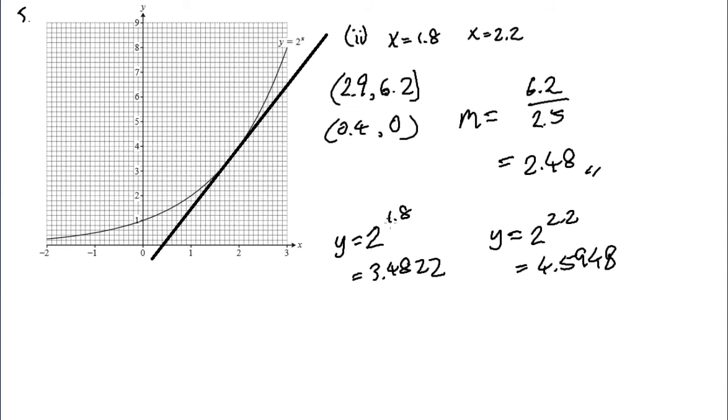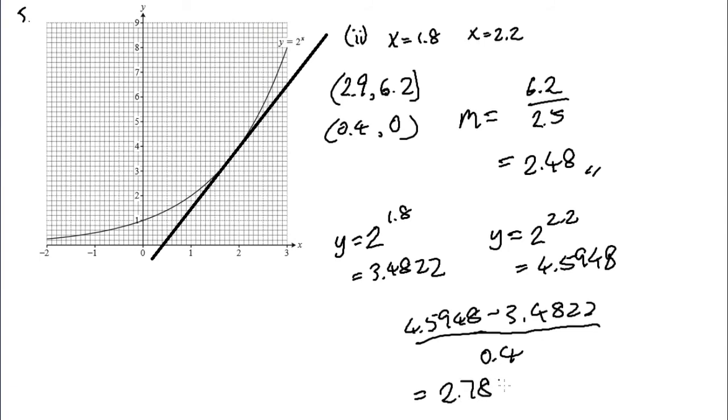And to find that, just change in y divided by change in x. So that is 4.5948 subtract 3.4822, divided by 0.4. Took me a while to do that one for some reason. That is 2.78. Just put 3 significant figures because it's 2.7779 afterwards. So 2.78 is the second approximation of the gradient.